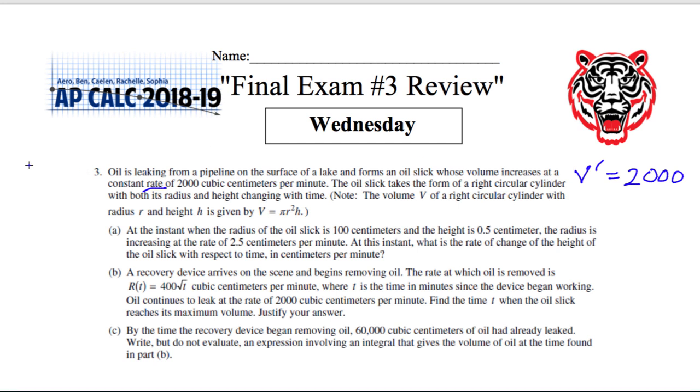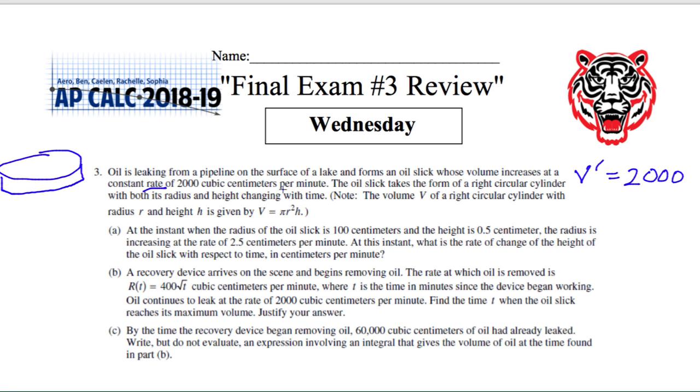So the shape that this oil is taking is going to look like this. It's a very thin cylinder, with both its radius and height changing. You can think of the cylinder getting bigger this way, and it's getting deeper as well. So it's increasing in both dimensions. All right, and if you don't know the volume for a right cylinder, there it is.